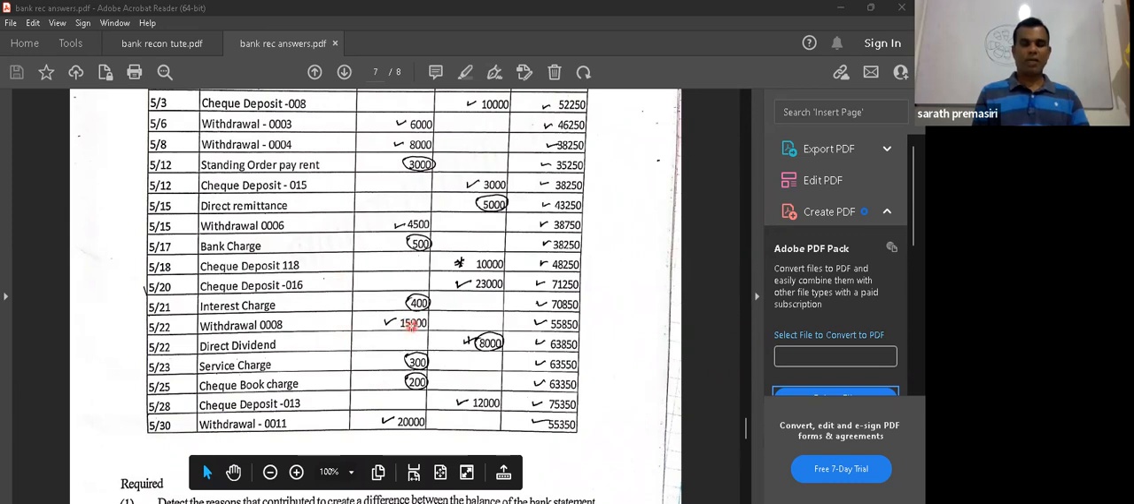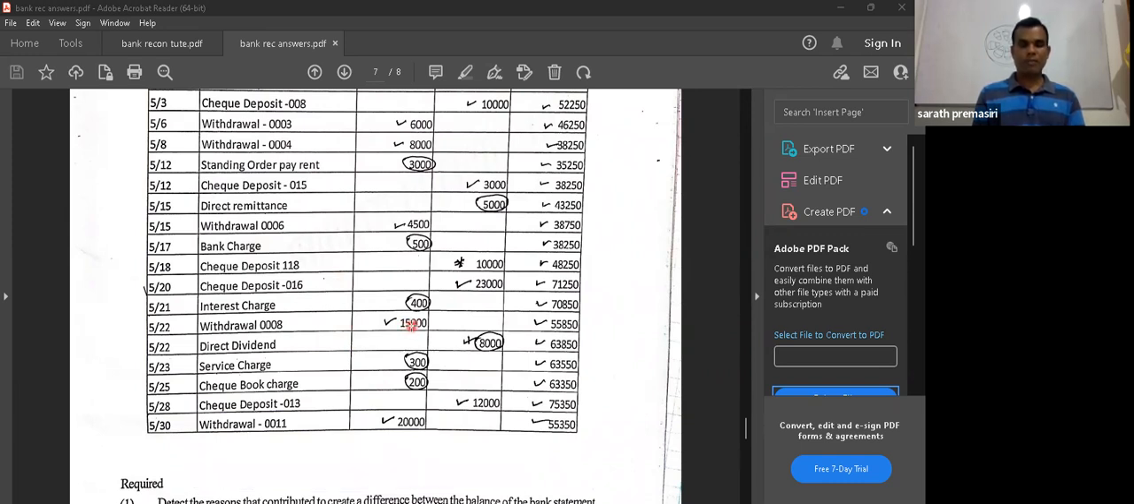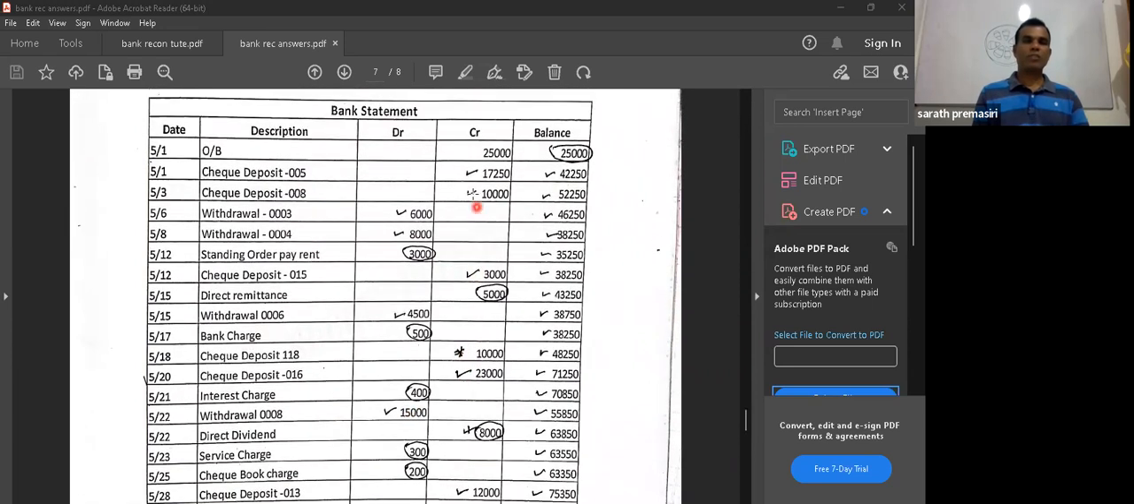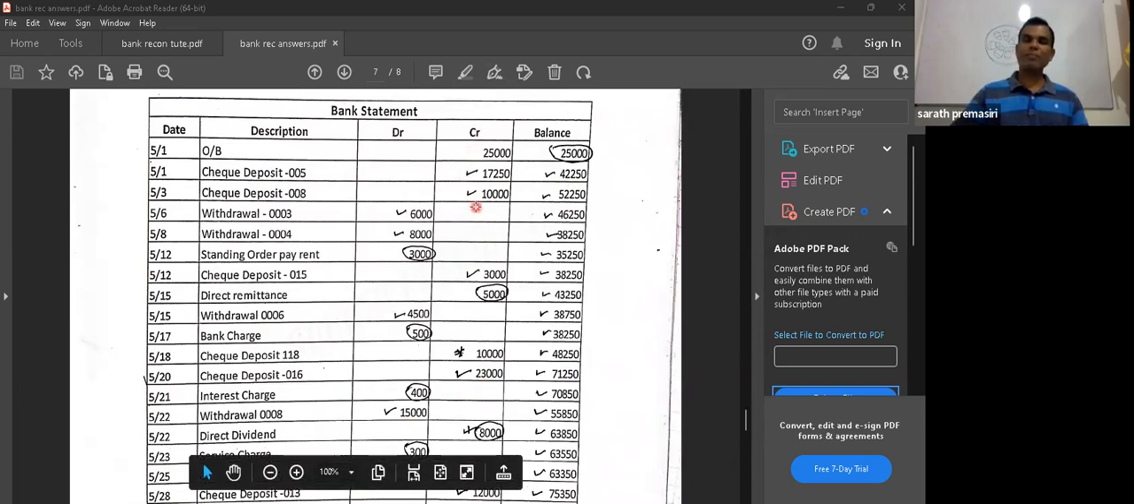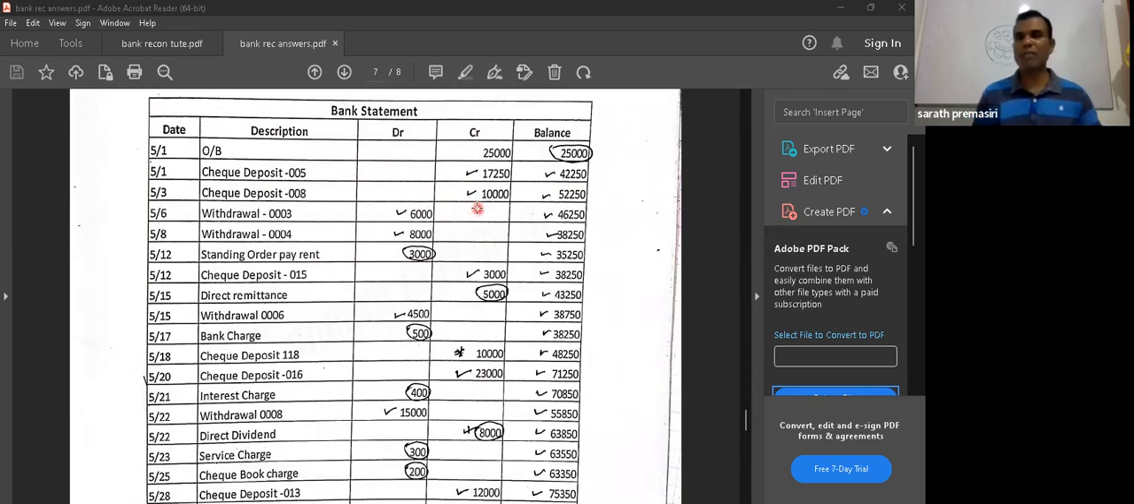Yes. Right. Now look at the other side. Now these are the credit values. You see, this should be compared with the cash receipt journal values. We have already compared these values with the cash receipt journal.